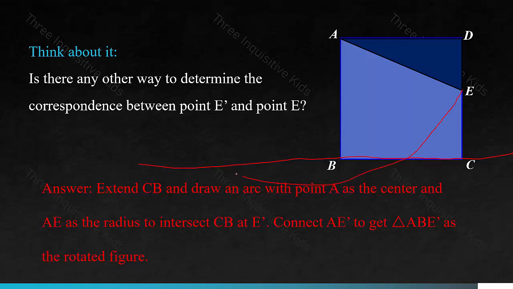So this is what their graph roughly looks like. This would be E prime. This is, guys, I'm doing my best. And that's how they would get E prime. Then all you have to do is connect A with E prime to get the rotated figure.